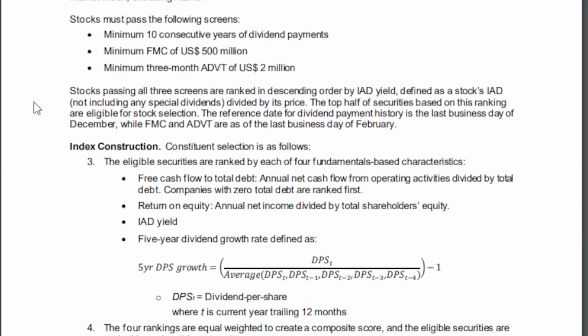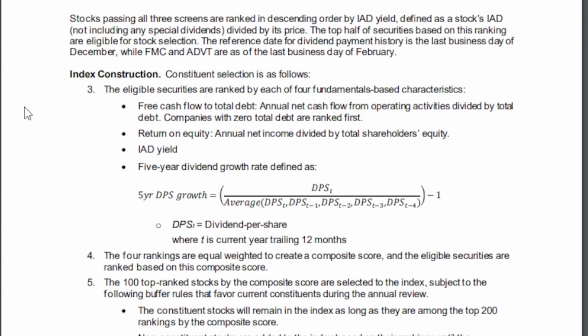Stocks passing all three screens are ranked in descending order by IAD yield, defined as the stock's IAD, not including any special dividends, divided by its price. The top half of securities based on its rankings are eligible for stock selection. The reference date for dividend payments history is the last business day of December, while FMC and ADVT are as of the last business day of February.